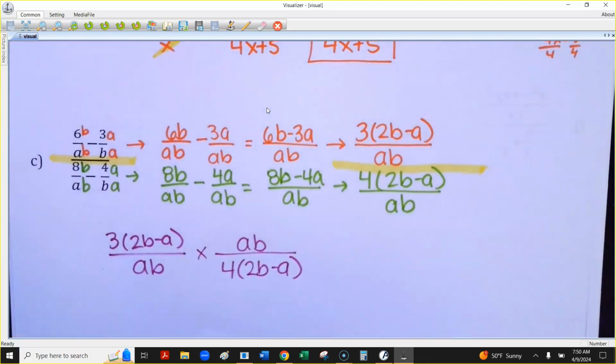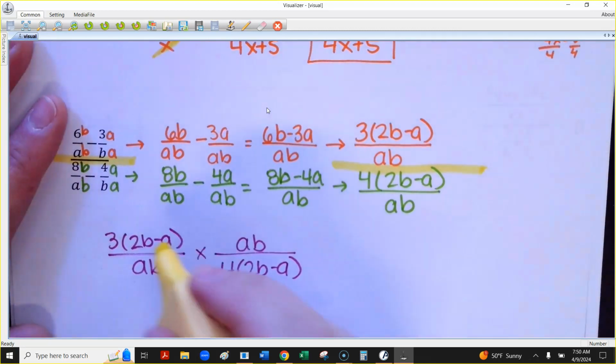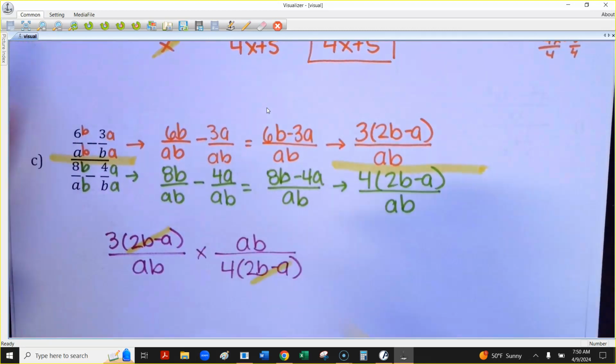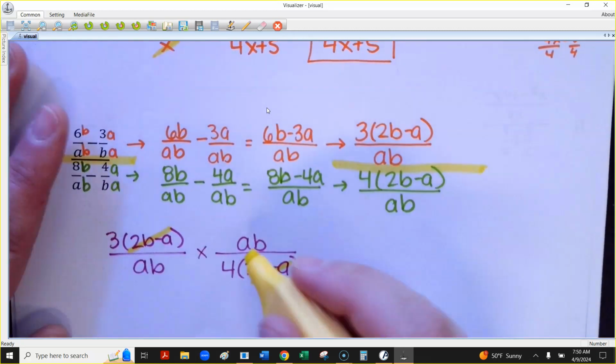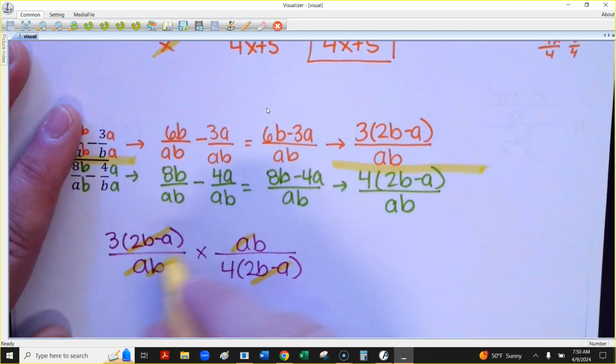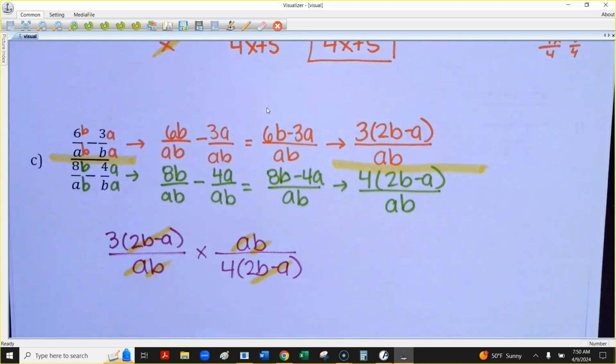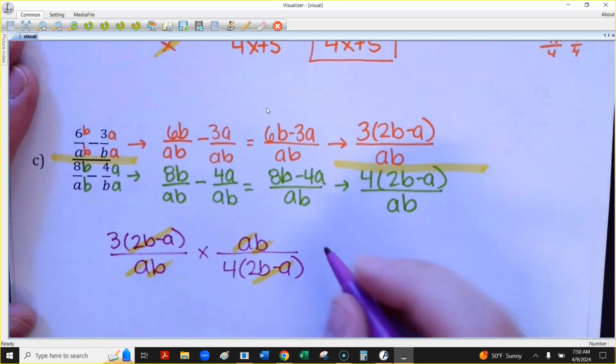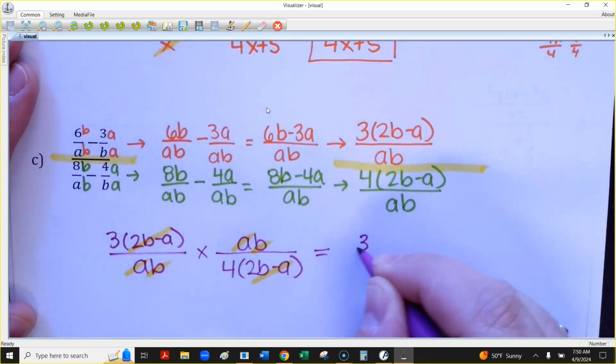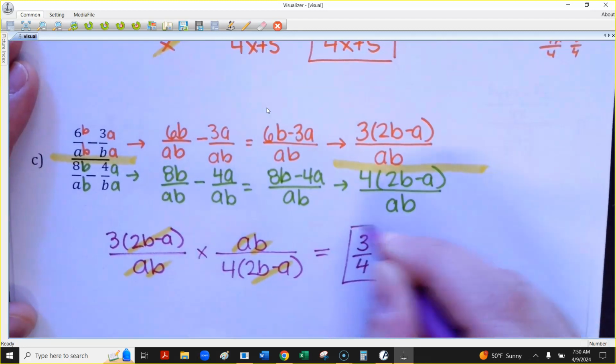Now, if we're multiplying, which we are now, anything in the top that matches something in the bottom, you can cross it out. So you got this 2b minus a, top and bottom, that's gone. You got an a, you can cross out. You got a b, you can cross out. And literally all that's left is the 3 on the top and the 4 on the bottom. And that's going to be your answer.